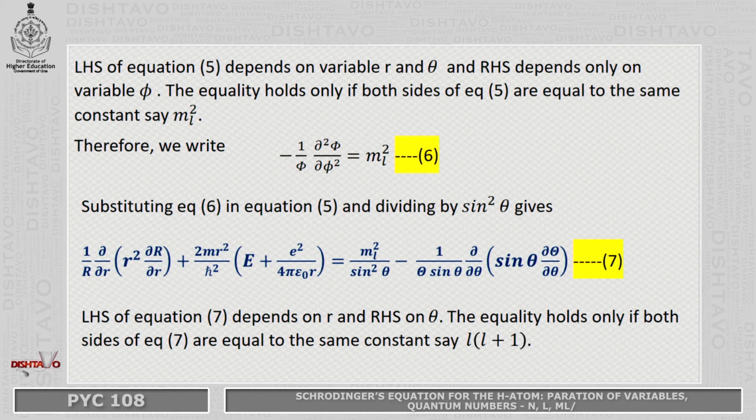Now the left hand side of equation 5 depends on variables r and theta, whereas the right hand side depends only on variable phi. This equality will only hold if both sides of equation 5 are equal to the same constant. Let us say it's ml square.